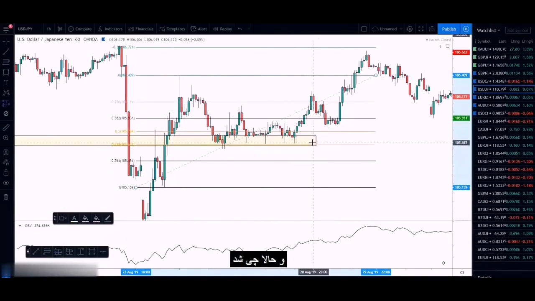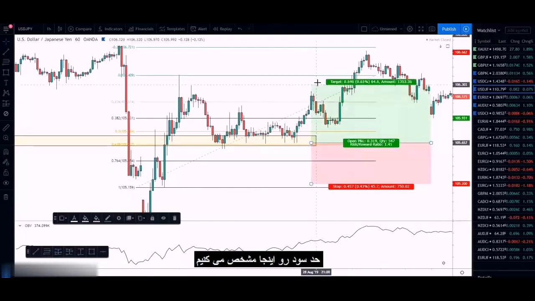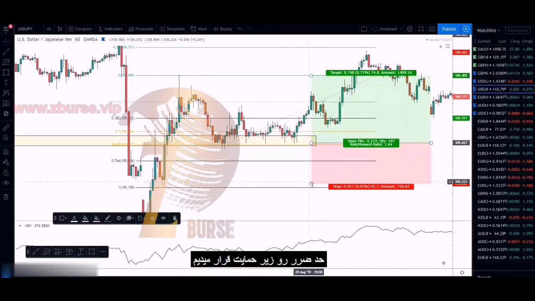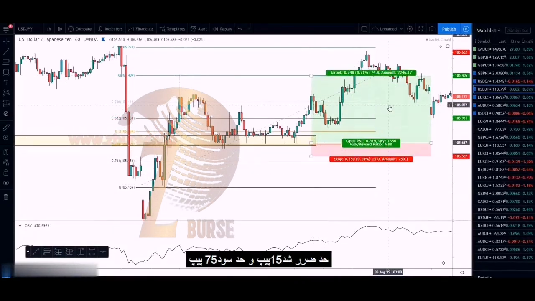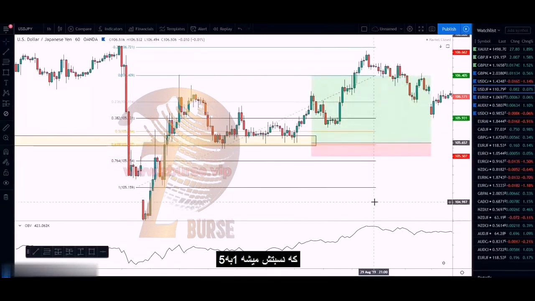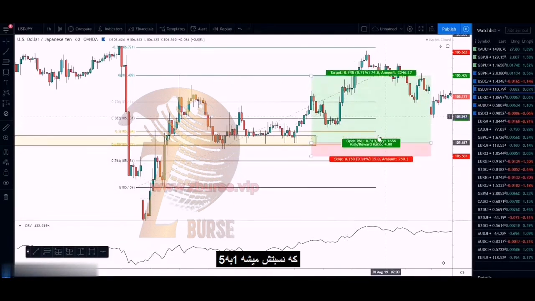And what did it do? Put our take profit to this former wick. Put our stop loss below this support. Look at that. 15 pip stop loss for a 74 pip gain. 1-to-5 ratio. It would take 5 losses in a row to hurt you after getting 1 win.